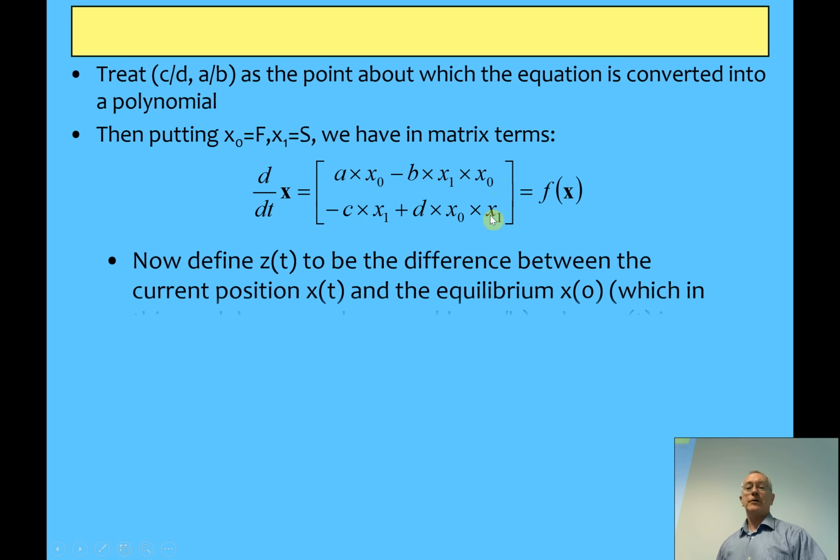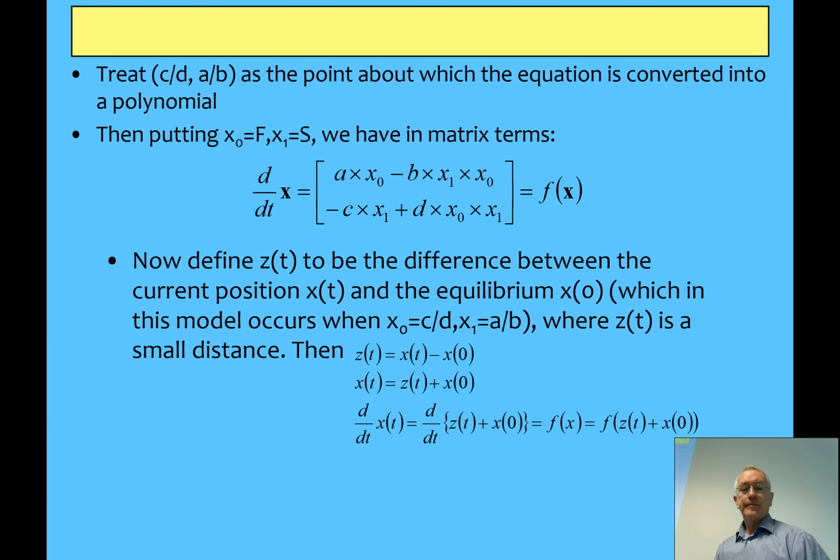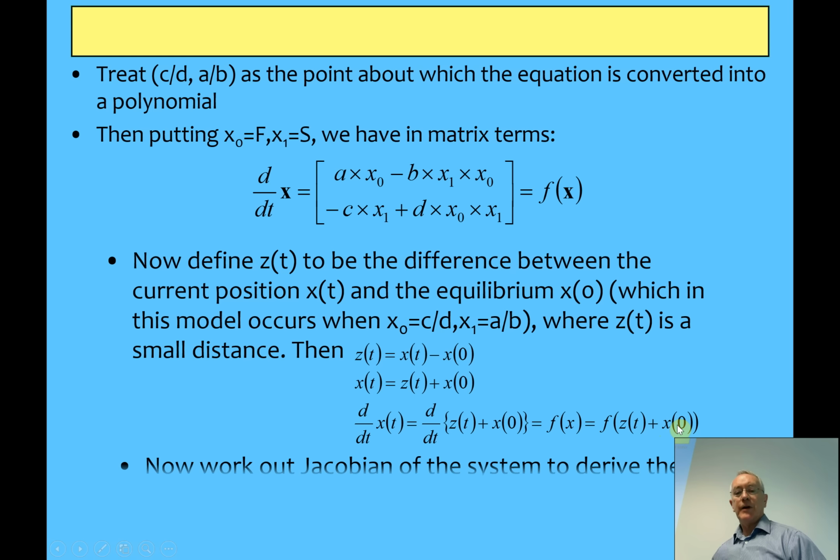That's your overall expression. Now we're going to define Z to be the difference between the current position, x at t, and the equilibrium, which is x at 0, where the first element x0 is C over D, and the second element x1 is A over B. So what you get is this expression here. So I've got zt, that's the deviation. Then I can redefine xt this way, and I say the differential of xt becomes the function of z at t plus the equilibrium value itself.